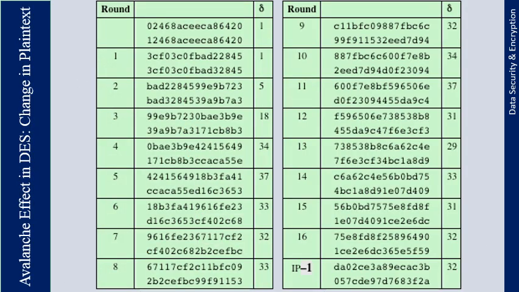A very important and desirable property of any encryption algorithm is that a small change in either the plaintext or the key should produce a significant change in the ciphertext. In particular, a change in one bit of the plaintext or one bit of the key should produce a change in many bits of the ciphertext. This is referred to as the avalanche effect.